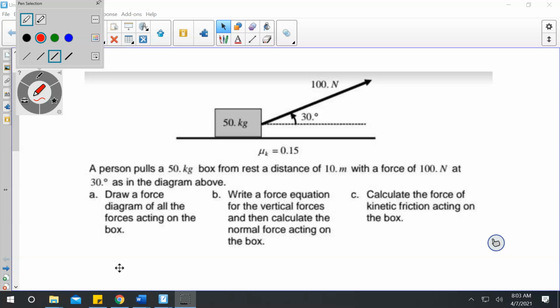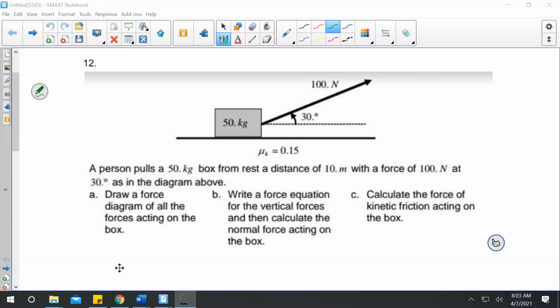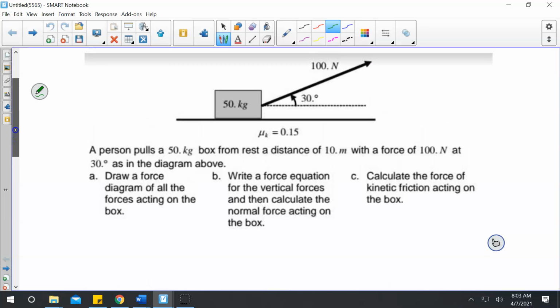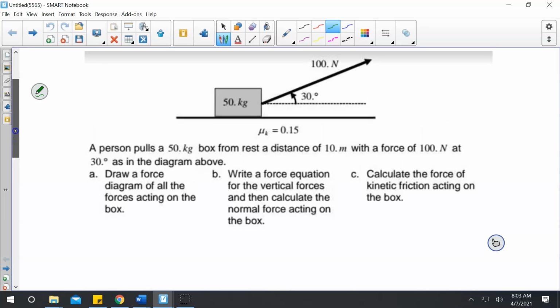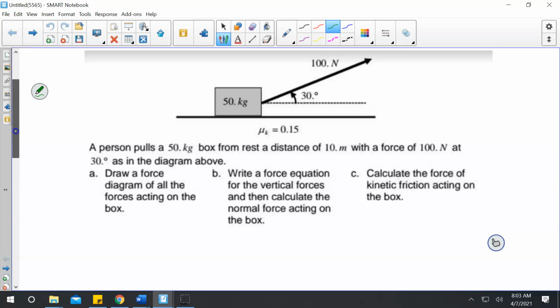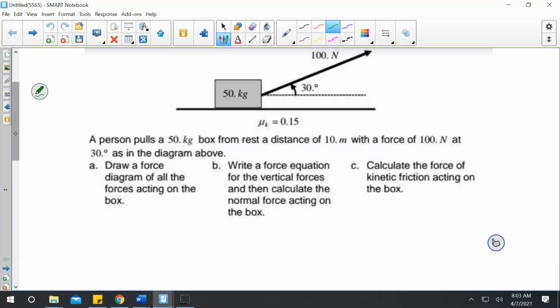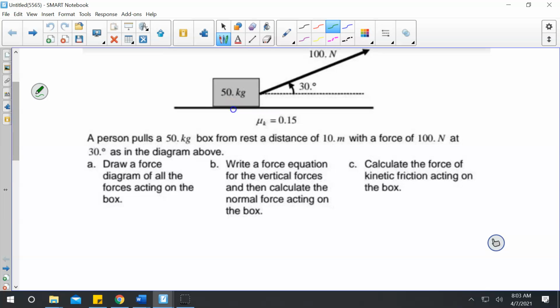I'm looking at problem number 12 here. And so 12 kind of incorporated some things that we had looked at earlier. And so somebody is pulling this block, which is 50 kilograms, to the right. And then they told you what mu was when it is moving, what the coefficient of friction is. So the first thing is you're supposed to draw a force diagram for this. So my force diagram will look something like this.